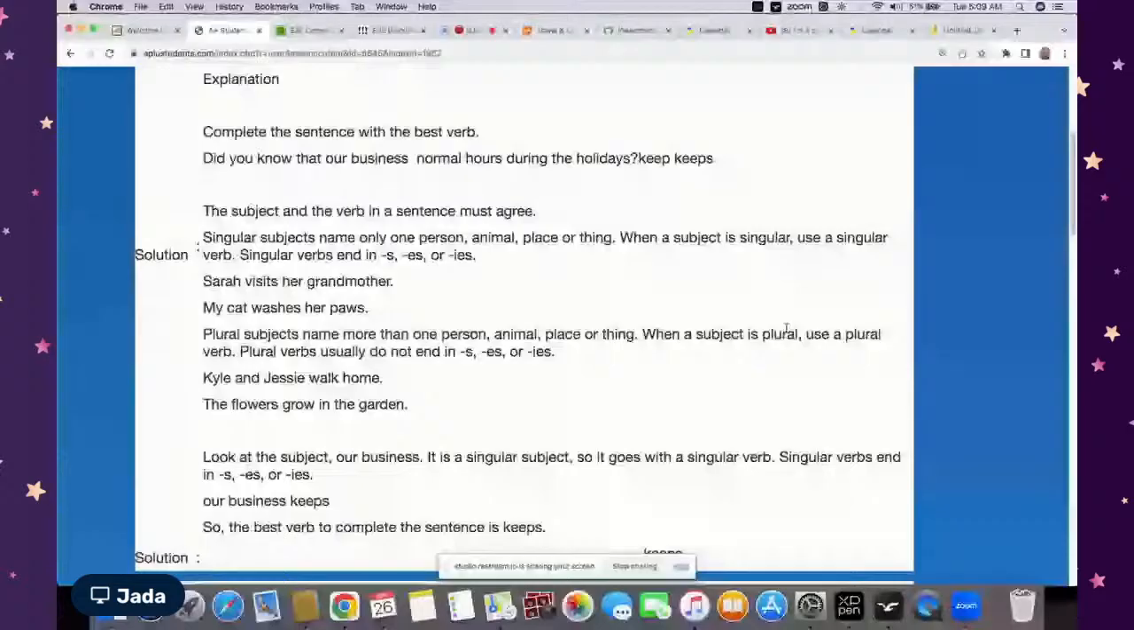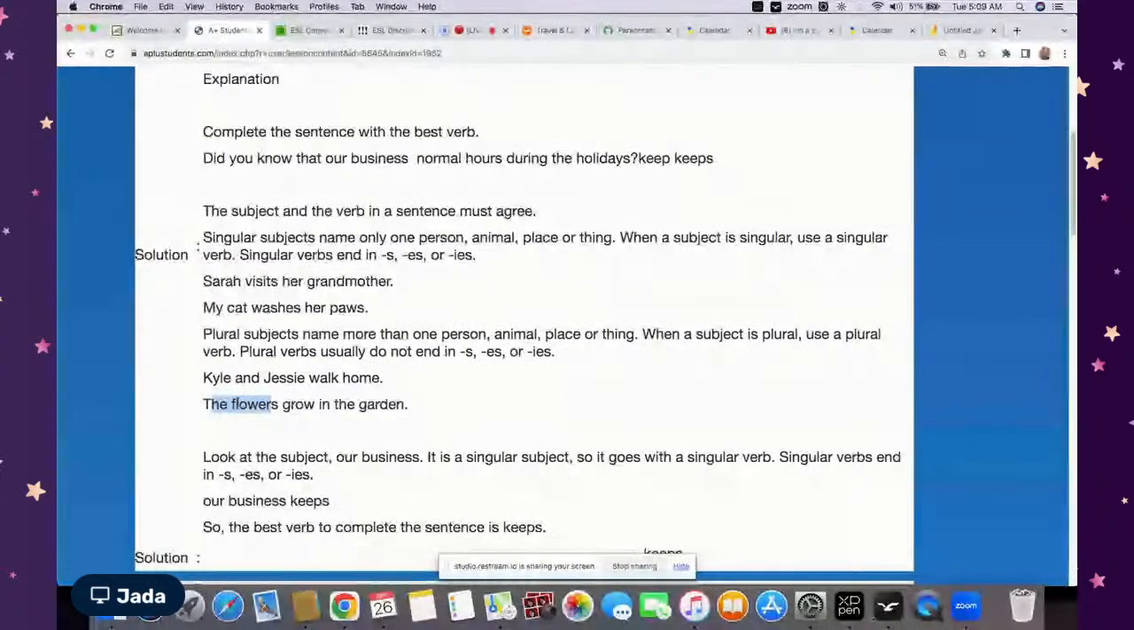There's none. The flowers grow in the garden. So now we have flowers. Flowers here shows that it's what? Plural. It didn't say the flower. If it says the flower, then you know that it's just one. But it says the flowers. So we have lots of flowers in the garden.